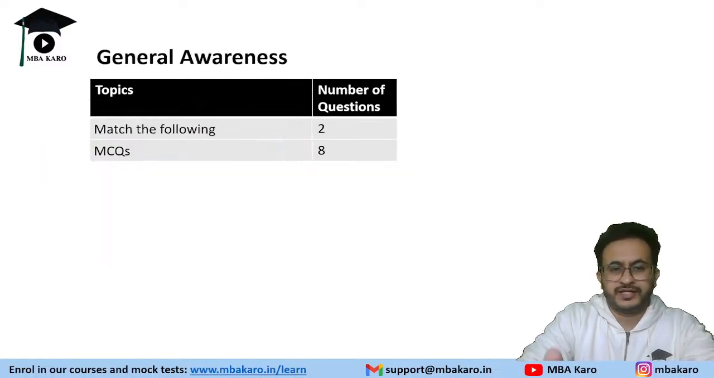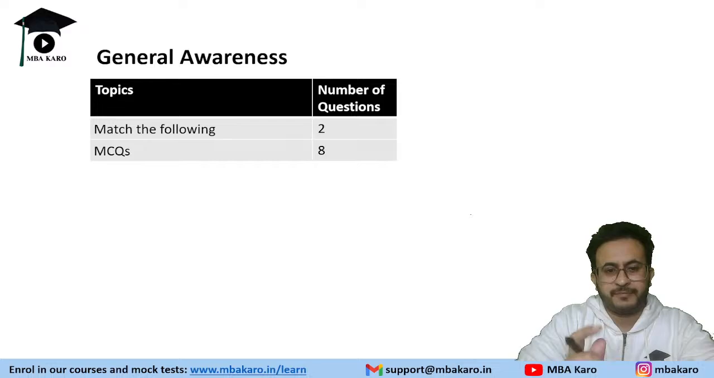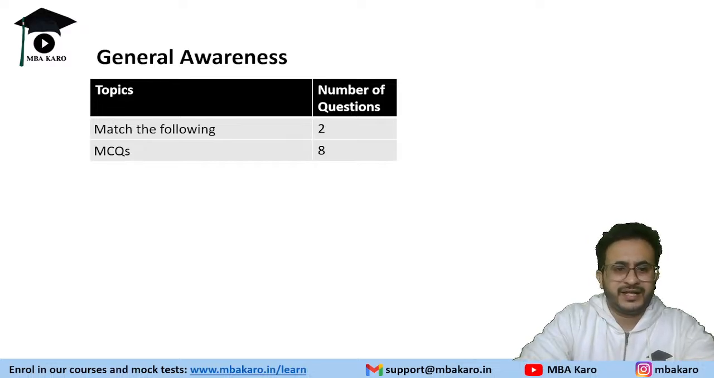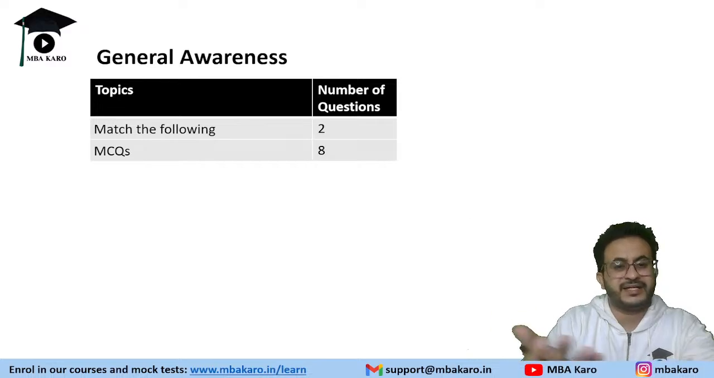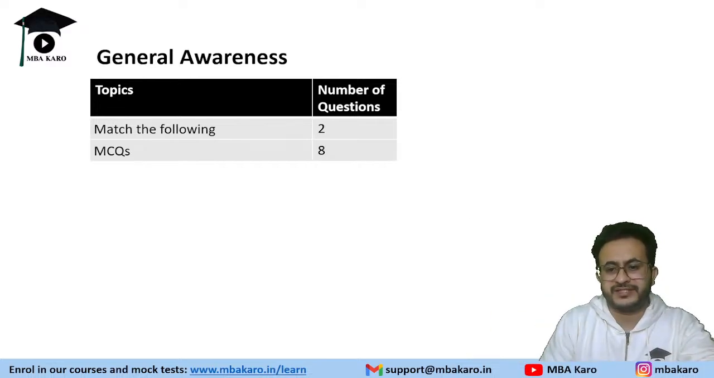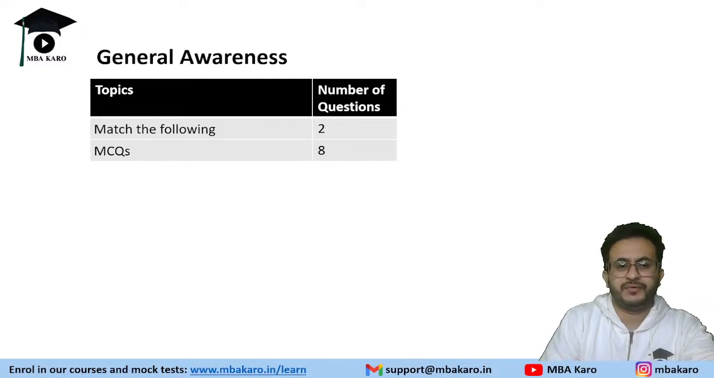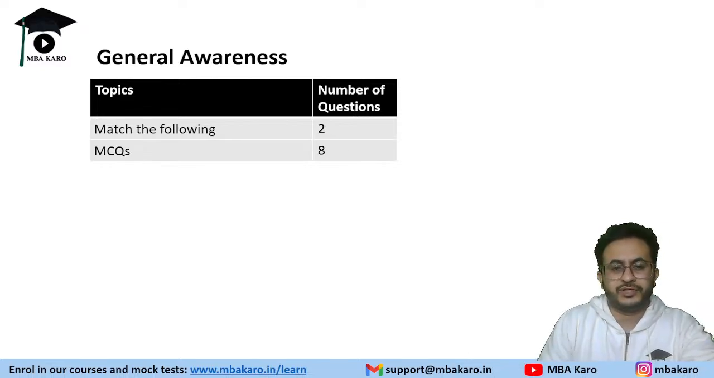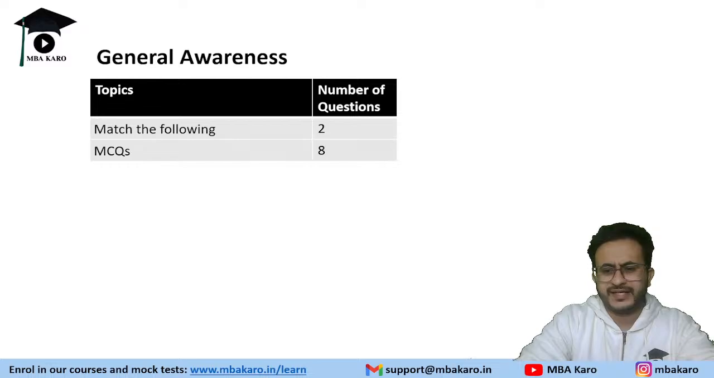Now, talking about general awareness, this time match the following questions were surprisingly fewer. Until last year there used to be 5, 6 questions on match the following, and this time there were just two. One was the logos one, and another was the tagline one, and mostly it was MCQs. It was mostly current and related to brands as usual.